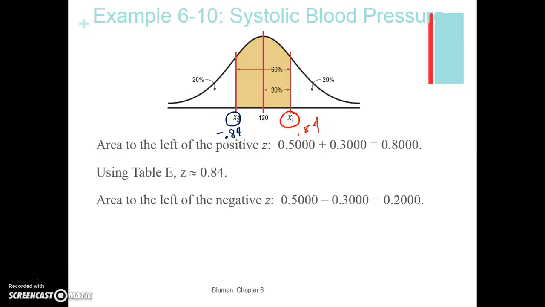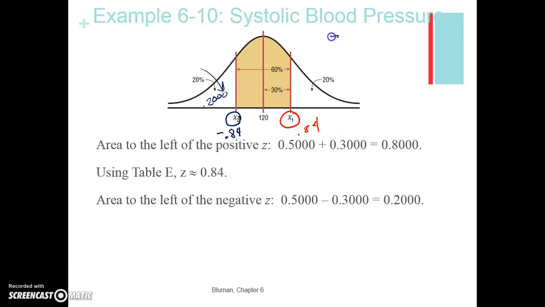But we can also look that up in our table. If we look at our table, we know that this is 20% right here. So if we look up the closest thing that you can find to 0.2000, and if you look it up, it is negative 0.84. So we have our two values. So what we want to do is go ahead and convert them to x values.